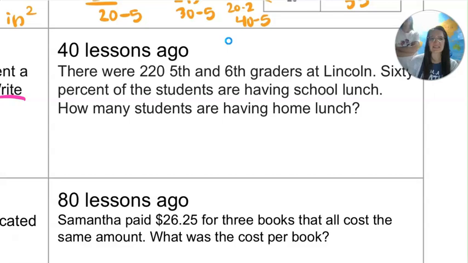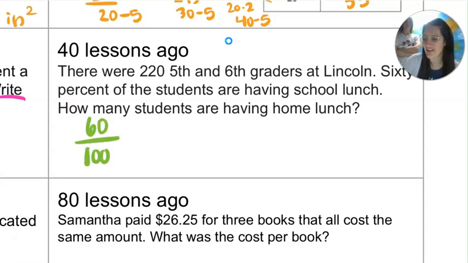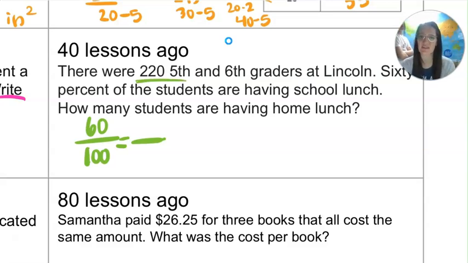225 5th and 6th graders at Lincoln, 60% of the students are having school lunch. How many students are having home lunch? I see. You did a great job putting the percent over 100. Okay, now you got to talk me through this 220. Is that all of the students, or is that just the students having home lunch or school lunch? All the students because it's all 220 5th and 6th graders. So do I put it on top or bottom?